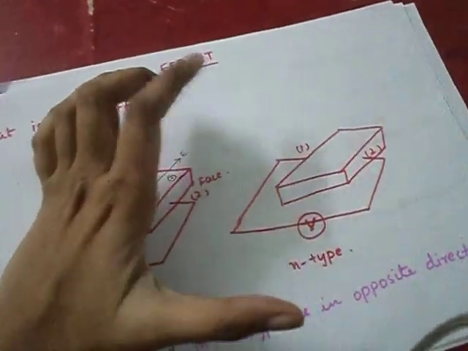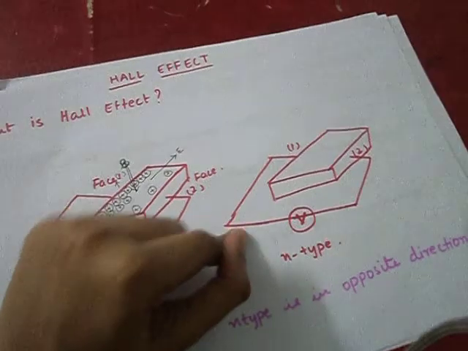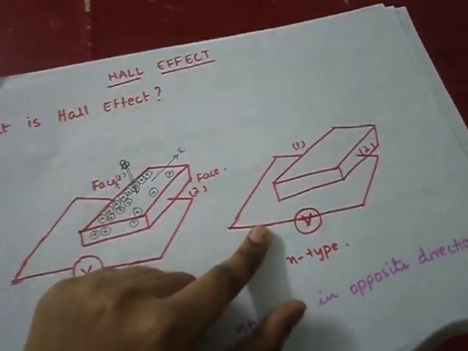Now this is the n-type material. Actually, I have drawn this before, but initially it is not developed according to the Hall effect. What happens?